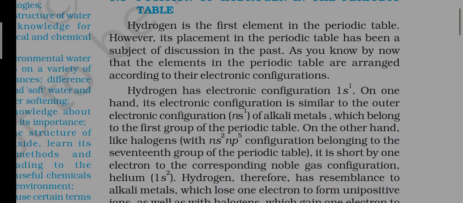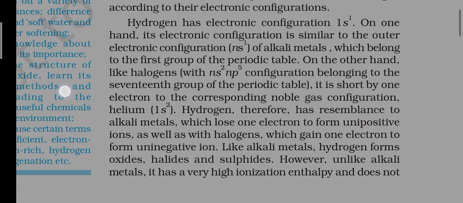Hydrogen is the first element in the periodic table. However, its placement in the periodic table has been a subject of discussion in the past. As you know by now, the elements in the periodic table are arranged according to their electronic configuration. Hydrogen has electronic configuration 1s1. On one hand, its electronic configuration is similar to the outer electronic configuration of alkali metals, which belong to the first group of the periodic table. On the other hand, like halogens, it is short by one electron to the corresponding noble gas configuration, helium.